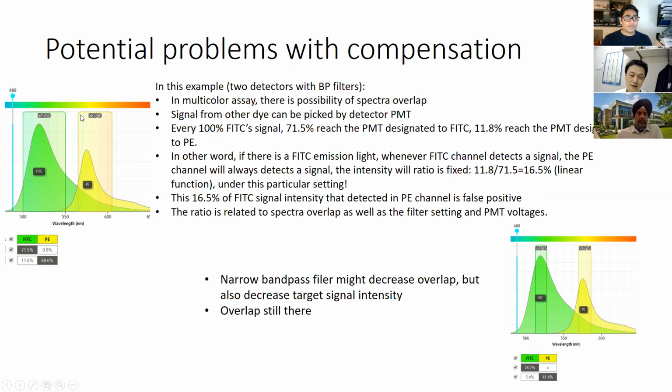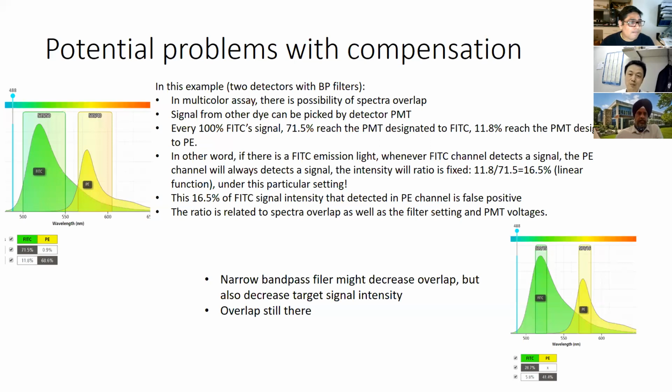Again, here is another wavelength filter. The purpose of these two wavelength filters is to cut off the other light that is not from its own dye. So the first one, we put before the detector of the FITC. We put the second one before the detector of the PE.